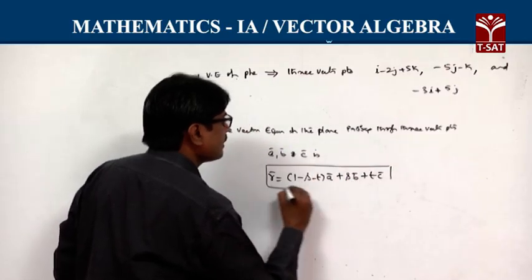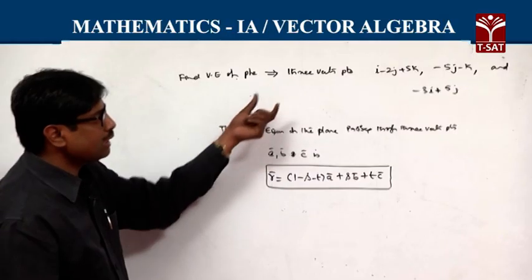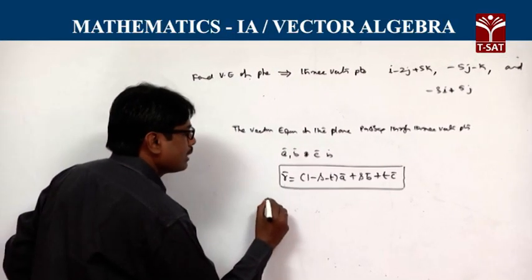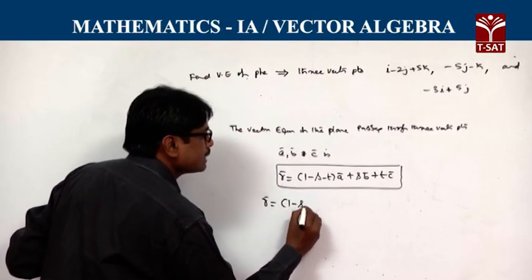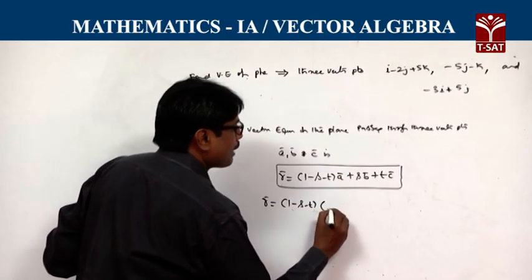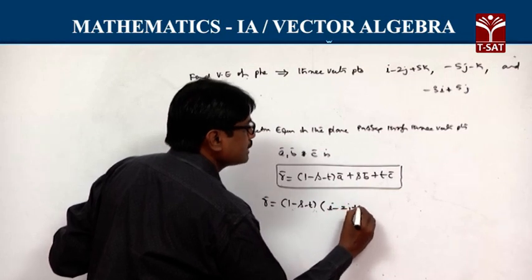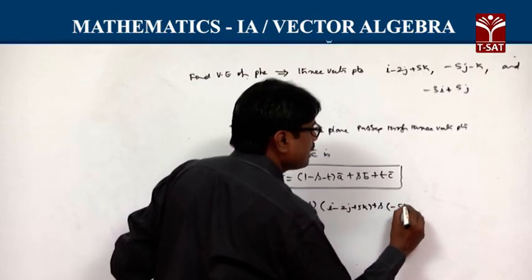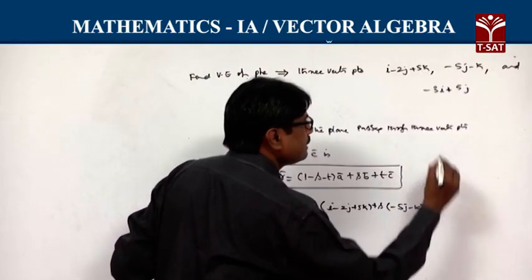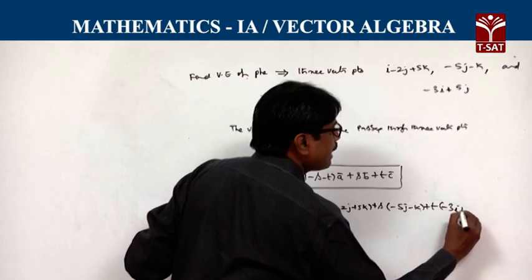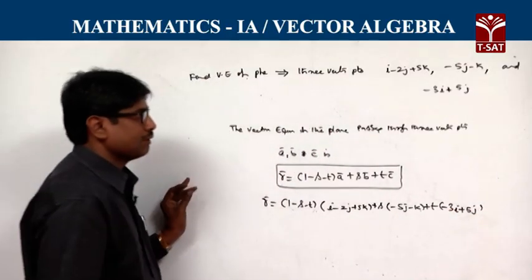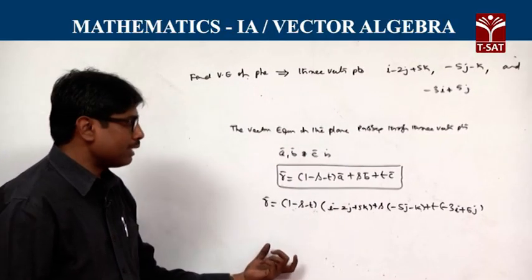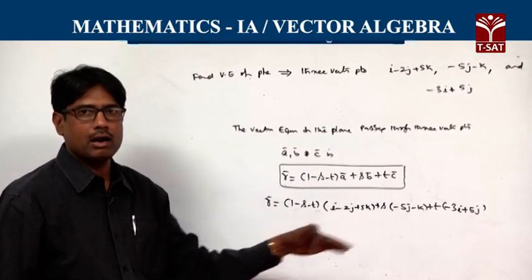This is the vector equation of the plane passing through three vector points A bar, B bar, C bar. Substitute: R bar is equal to (1 minus S minus T) into A bar, that is I bar minus 2J bar plus 5K bar, plus S into B bar, that is minus 5J bar minus K bar, plus T into C bar, that is minus 3I bar plus 5J bar. Let's separate the I bar, J bar, K bar components.